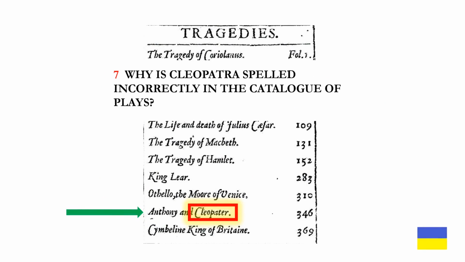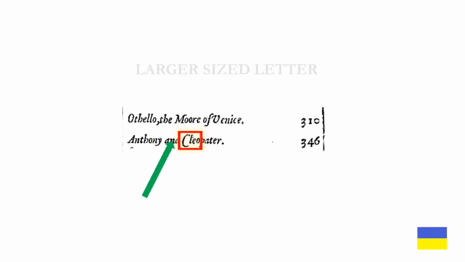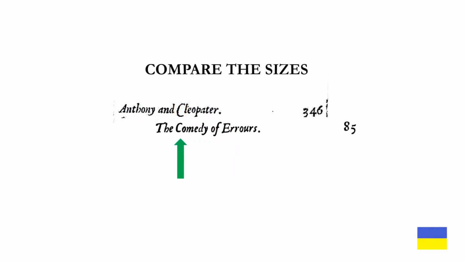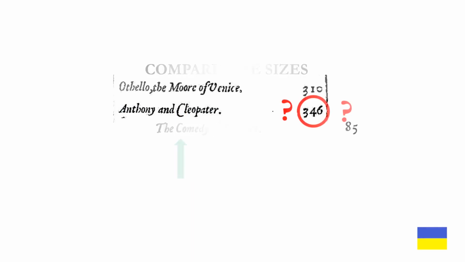So why is Cleopatra spelled incorrectly in the Catalogue of Plays? Notice also that Cleopater has a larger sized uppercase C. Compare the sizes for the C in the Comedy of Errors. The question I asked myself when I looked at this was, does Antony and Cleopatra start on page 346?